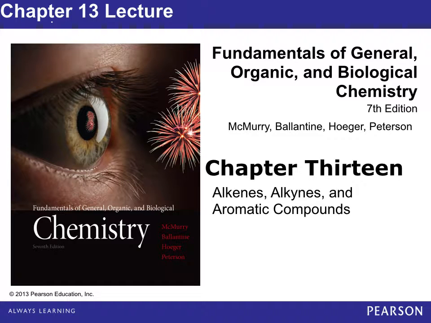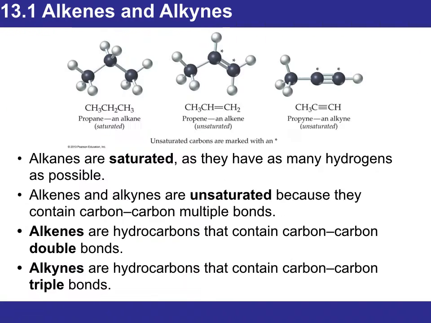So this is chapter 13, alkene, alkyne, and aromatic compound. This is the first part. We're going to look at here the differences between what we studied earlier, which were alkanes. They are said to be saturated because they have as many hydrogen atoms as possible linked to the carbon atom. Carbon atoms are linked to each other with just one single covalent bond.